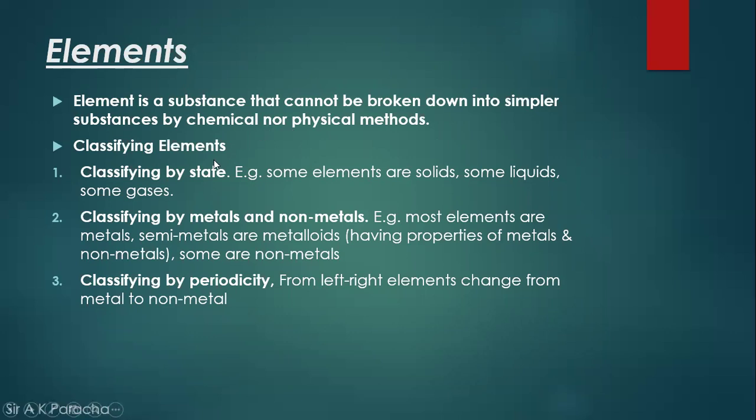Elements can be classified by state. Some are solid at room temperature, some are liquid, and some are gases. Another classification is by type of matter: is it a metal, metalloid, non-metal, or noble gas? The third classification is by periodicity. From left to right, the element changes, the group changes, the period changes. So the periodicity of the elements also changes.